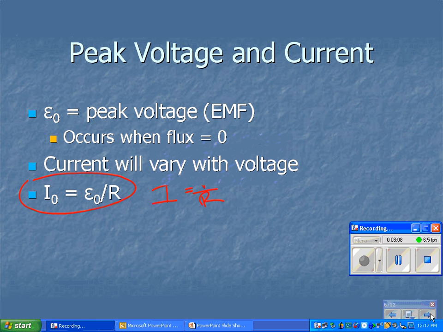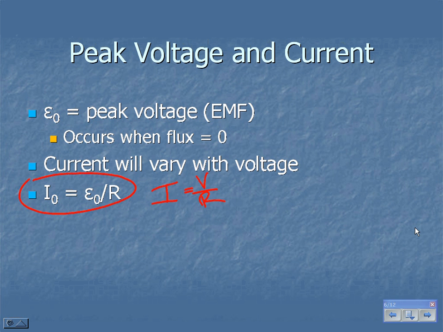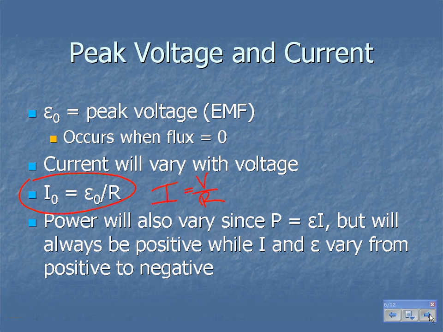Since I have current fluctuating and I have EMF fluctuating, I'm also going to have power fluctuating. The power used by a device will also fluctuate, and it will always be positive, whereas, Vince, what you were just saying, the EMF and the current can have positive and negative values, but the power will always be positive. And again, this is very similar to our equation with direct current, where P equals IV. Okay? And our peak power would be, if we just use the peak values for those, we would get the peak power as well.